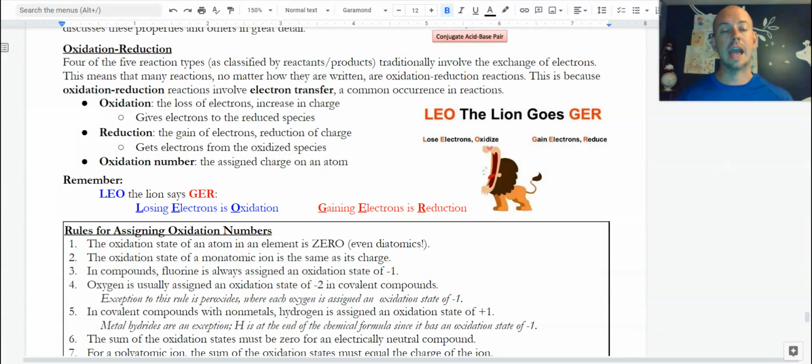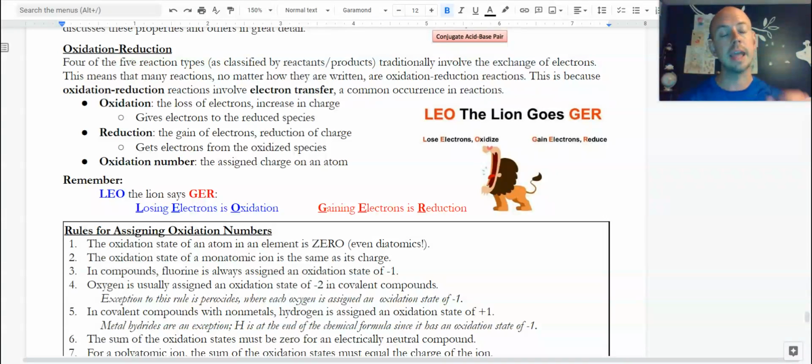The last reaction type we'll look at, as we classify them by the process of change, not just reactants or products, is oxidation reduction. And as we said, 4 of the 5 types, if we were just looking at reactants into products, or the cheat sheet that we used in first year chemistry, would be considered oxidation reduction.